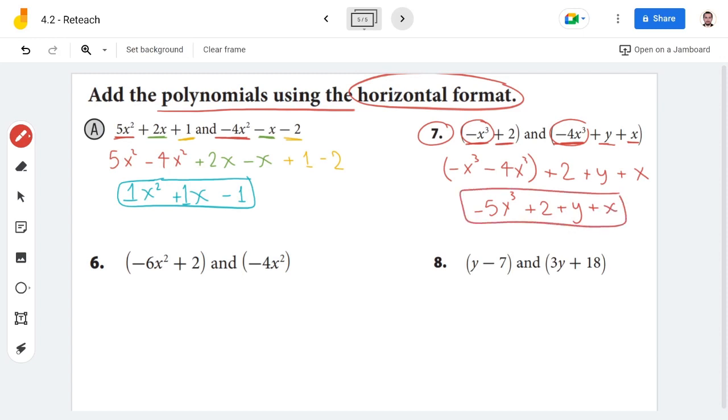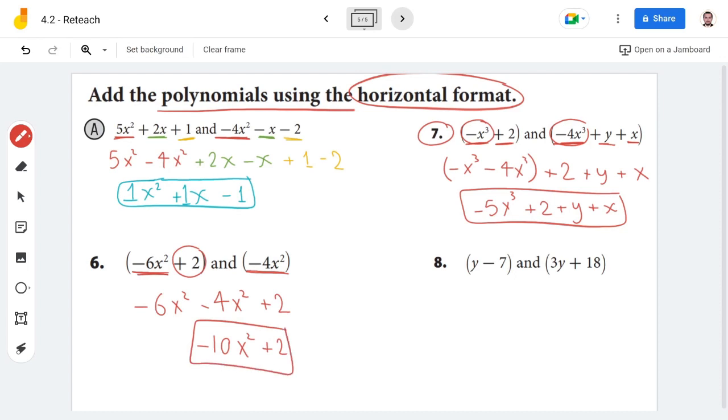Okay, this one here, x to the power of 2, it's the same. Negative 6x to the power of 2 and negative 4x to the power of 2. Then we have only plus 2 alone, so we can keep it alone. So negative 6 minus 4 is negative 10x squared plus 2. So that's the final answer.